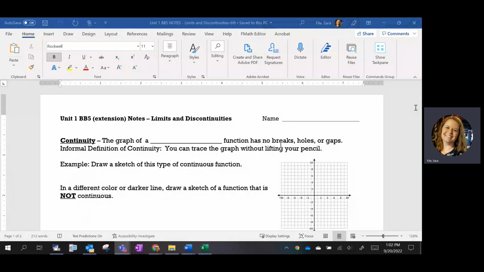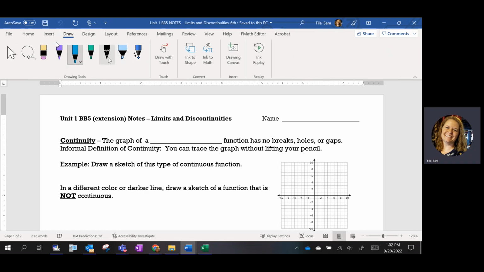And continuity or discontinuities notes. Continuity just means the graph of a continuous function will have no breaks, holes, or gaps.